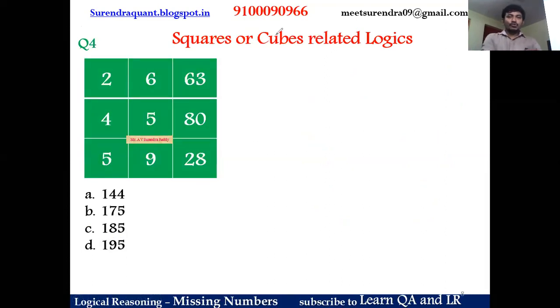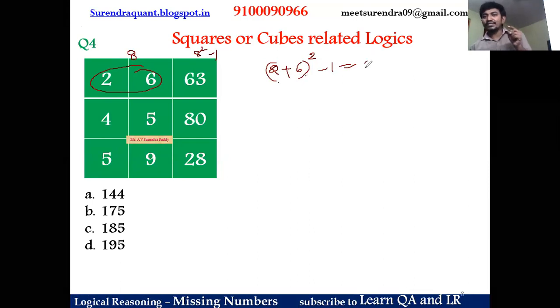Next: 2, 6, 63; 4, 5, 80; 5, 9, 28. Now, how do you generate the number 63 by using the combinations of 2 and 6 is very important. If I add these two, the sum is 8. If I square it, 64 minus 1. What I mean to say is, let us add 2 and 6, square it, some external operations, minus 1. So 8 square is 64 minus 1, 63.